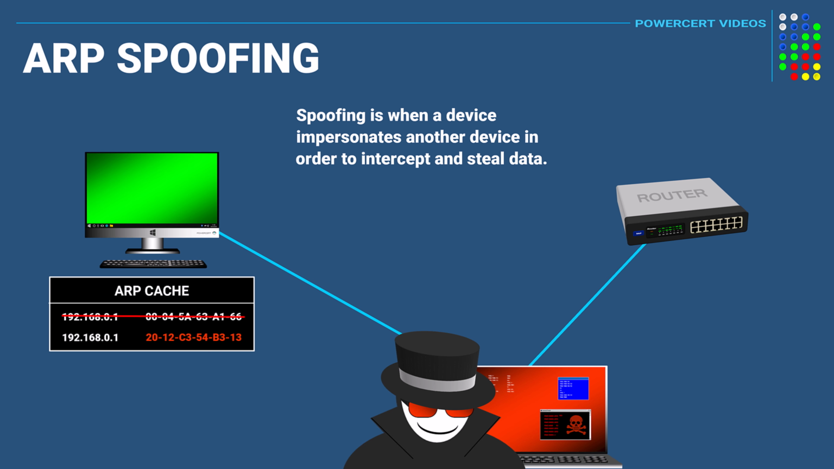And since the hacker is now in the path of these two devices, this is also known as an on-path attack or a man-in-the-middle attack.